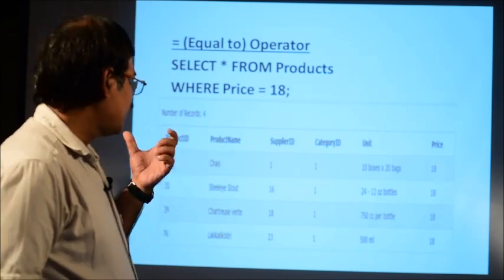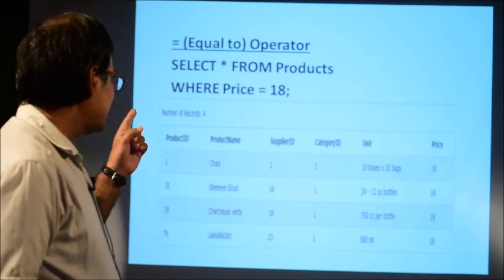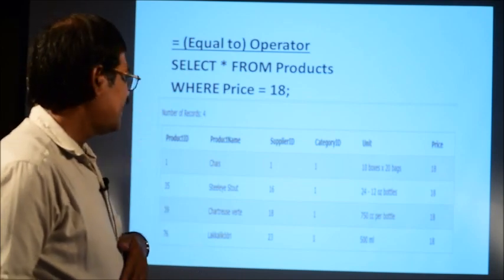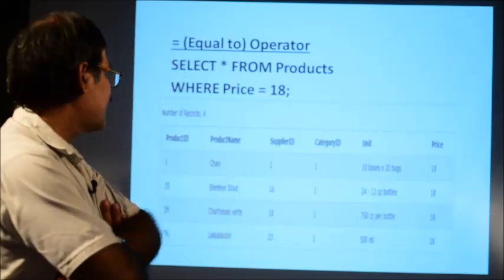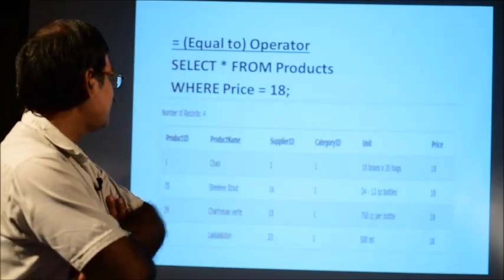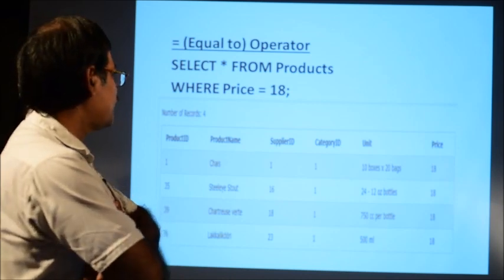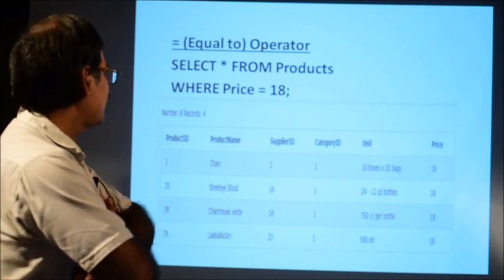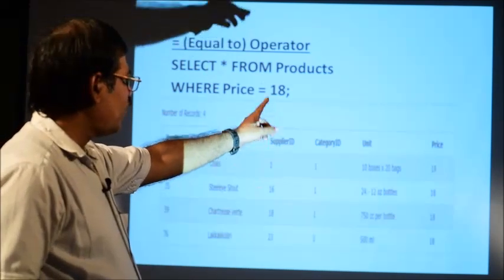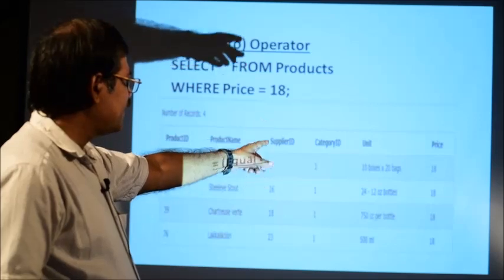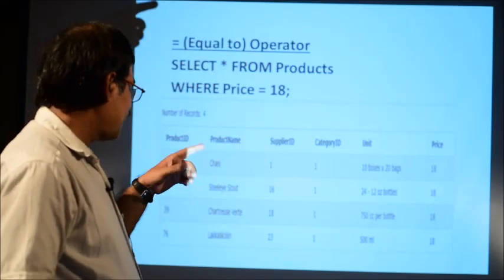First the condition will be checked. The equal to operator is used here, price equal to 18. That means when price is equal to 18, only those records are selected from the product table. Look at this result on the right side. All the prices are 18, 18, 18, 18. So 4 records are fetched.